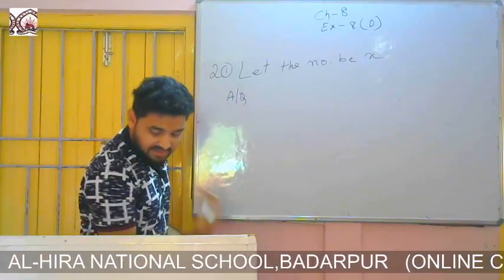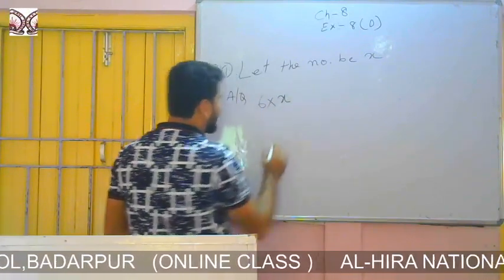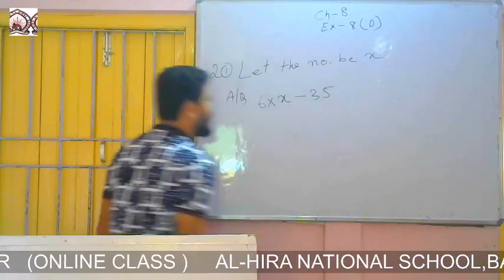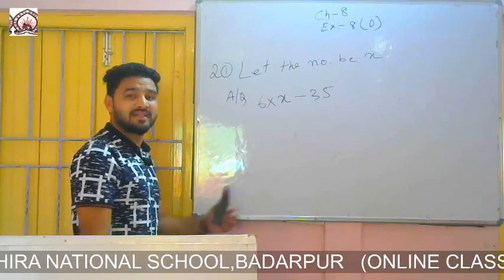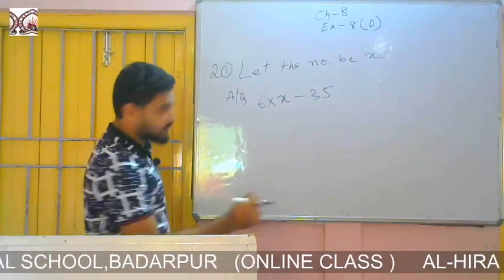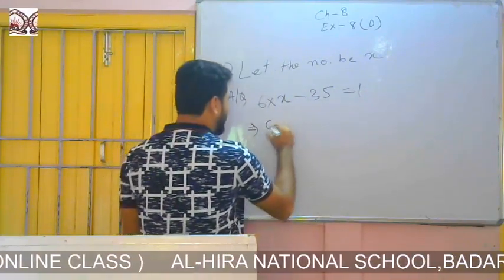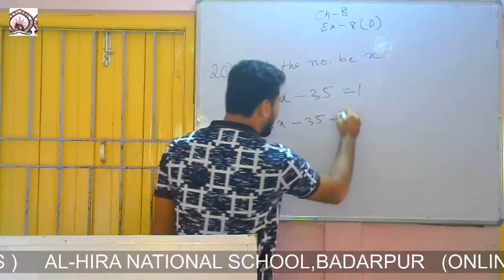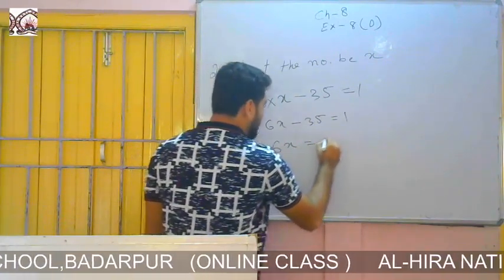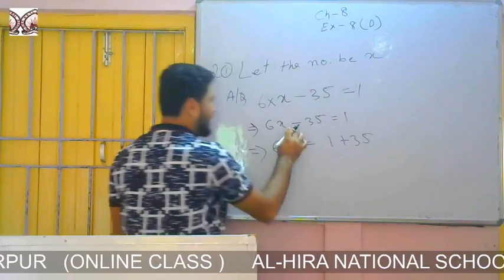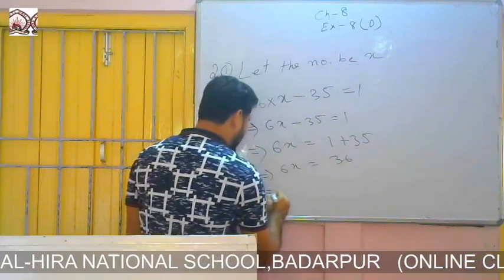Then 35 less than 6 times a number, 6 times a number from which 35 is subtracted. Less than means subtraction, equals 1. Then I can write 6x minus 35 equals 1. Then 6x equals 1 plus 35. Here it is minus, so if I take it to the right side, it will become plus.